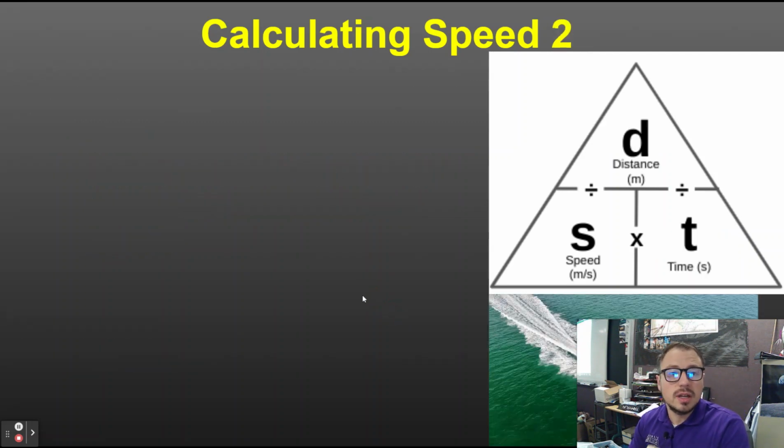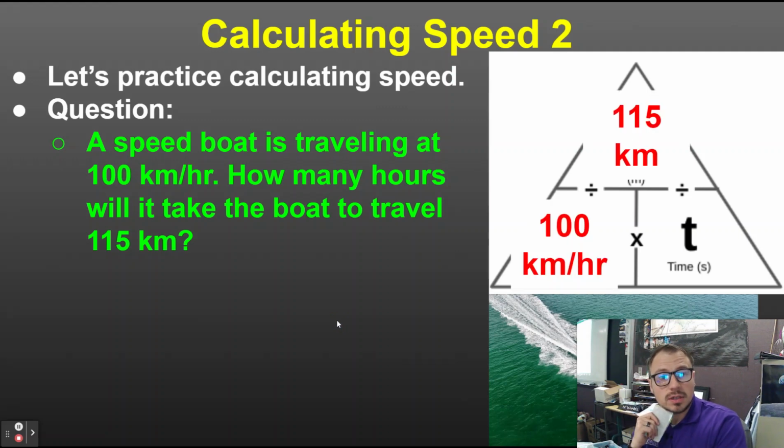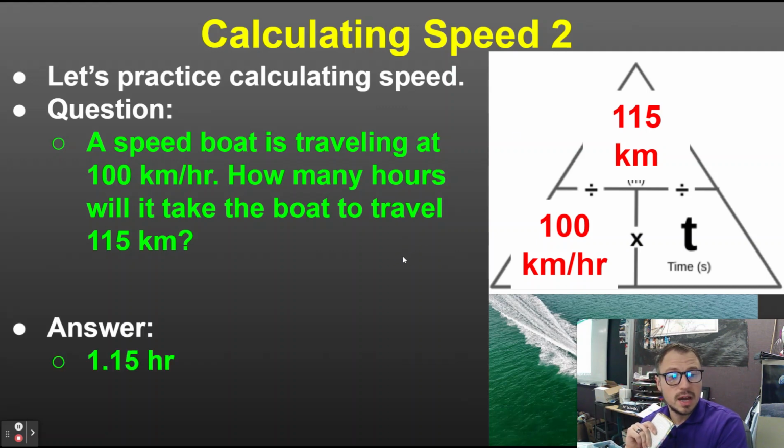So now let's do another problem. So here's a question. A speedboat is traveling at 100 kilometers per hour. How many hours will it take the boat to travel 115 kilometers? So now I have to ask myself, what is this question asking me to find? It's asking me how many hours, which is a unit of time. So I cover up time and I get distance divided by speed. So I just take the distance, which is 115 kilometers, divided by the speed, which is 100 kilometers per hour, and you get 1.15 hours.